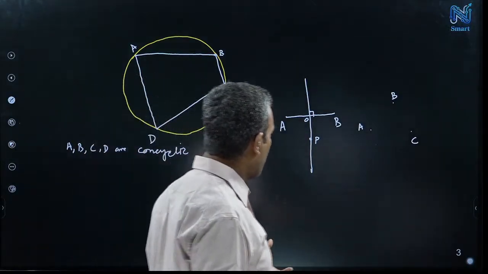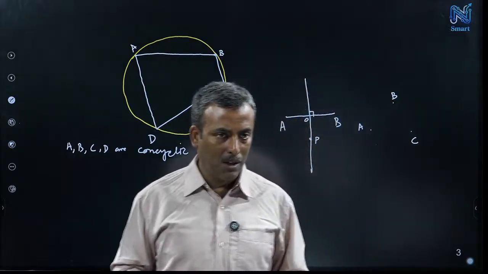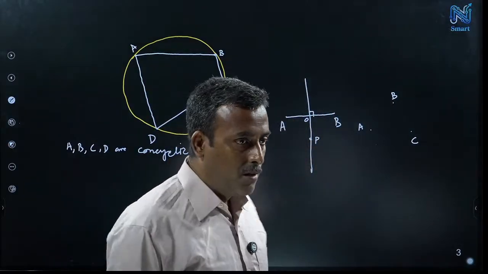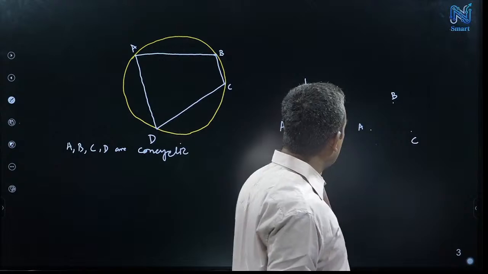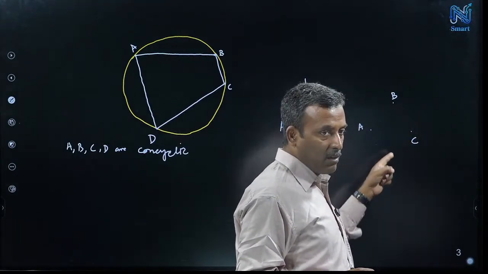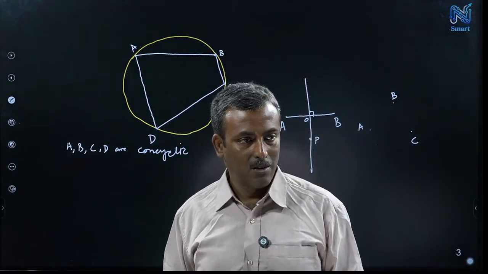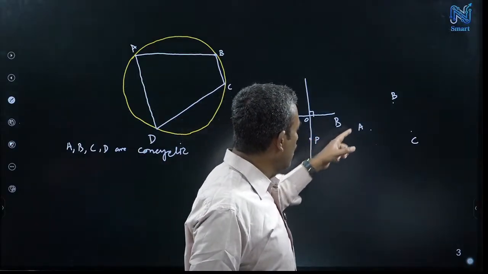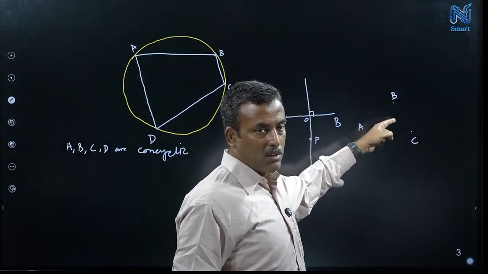How do you find the circumcenter? The center of the circumcircle is called the circumcenter. You just take the perpendicular bisector here. The 2:1 ratio is the centroid. If you take the median and the 2:1 ratio, that is the centroid.